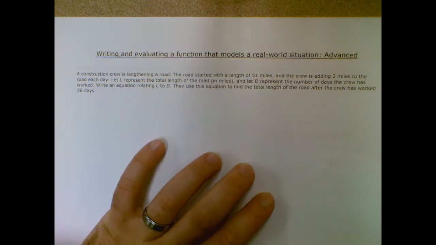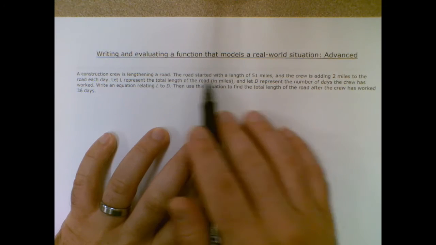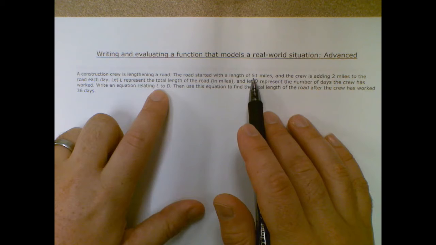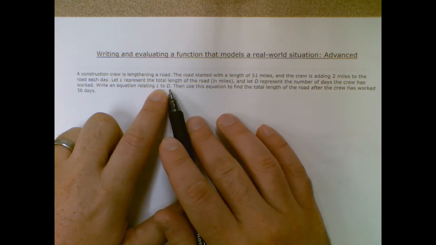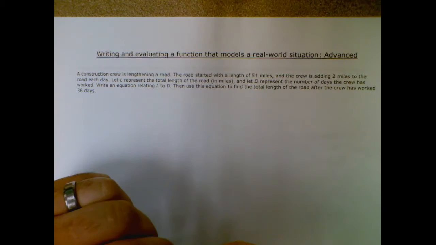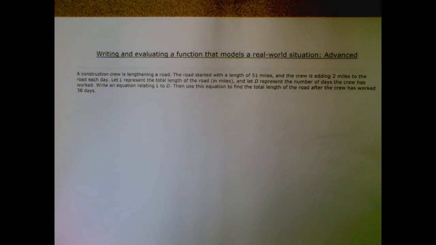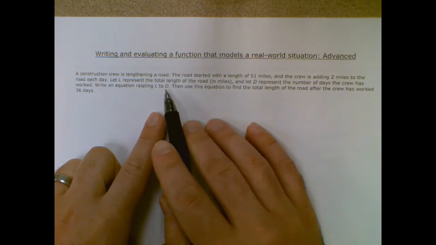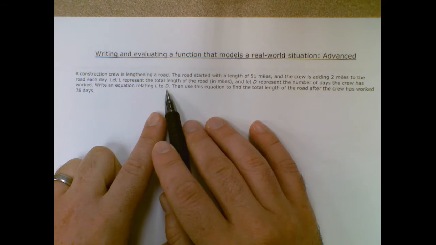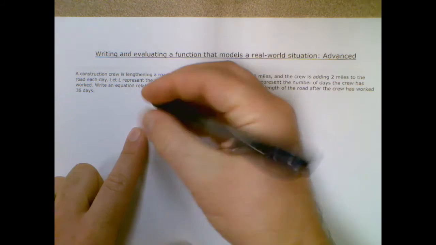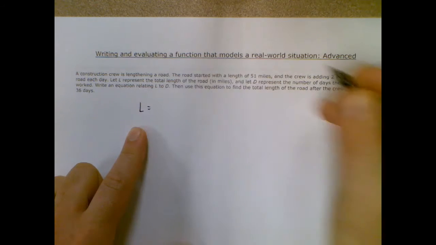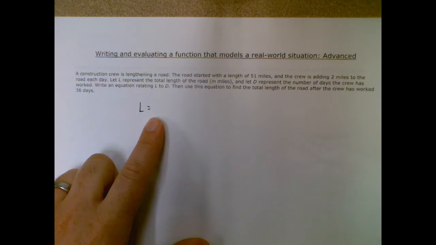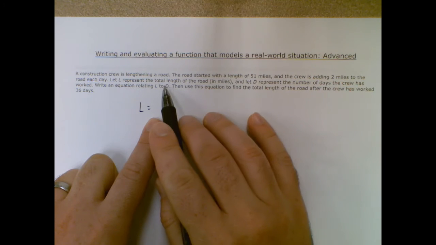Alrighty, so when we're thinking about total length of the road and how many days, which one is controlling it? Is the length of the road telling us how many days we've worked, or how many days is going to tell us how long the road is? So it is going to be that second situation, so that means D is going to be my independent variable. So it's going to be L equals, so the length of the road, and then I need to figure out how to tie this in.